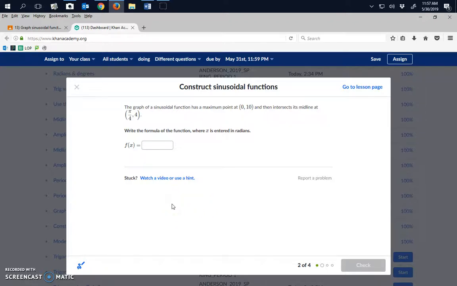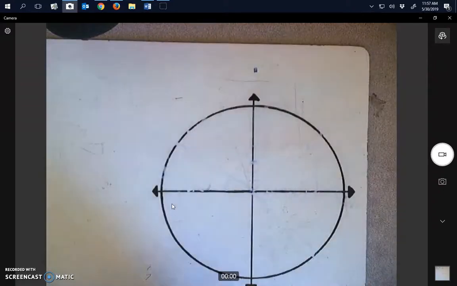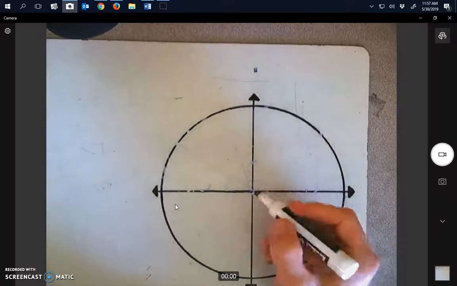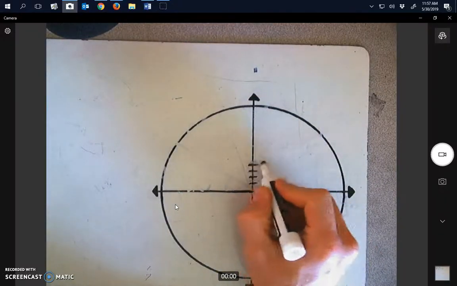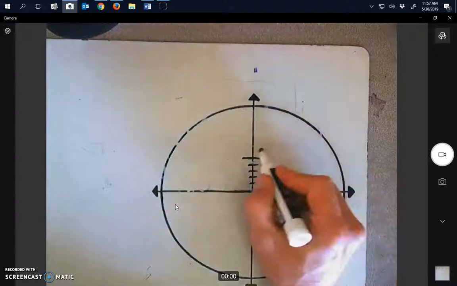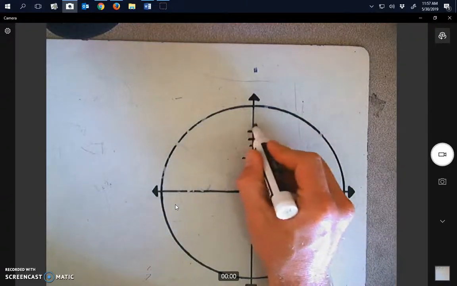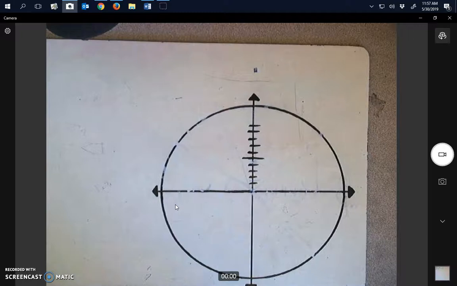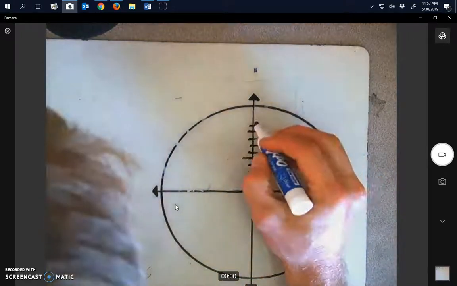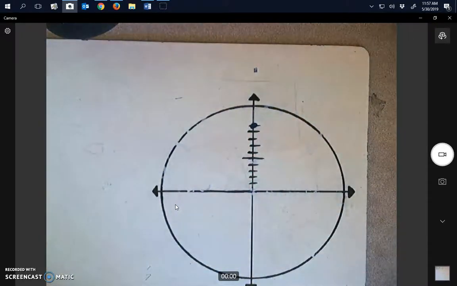Alright, so maximum point at (0, 10), and then intersects its midline at (π/4, 4). Okay, so (0, 10) is our maximum point. So we'll do 1, 2, 3, 4, 5. 5's a big one. 6, 7, 8, 9, 10. So I think it said (0, 10) was our maximum point. That'll be right here. It looks black. It should be blue.